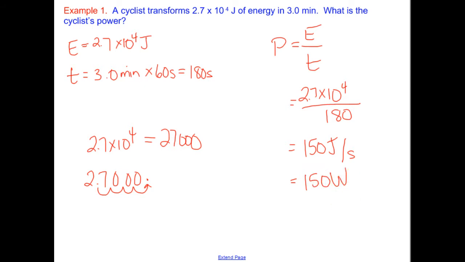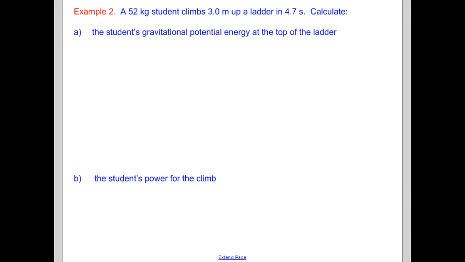Now let's look at a different type of energy that we can still calculate the power output for. A 52 kilogram student climbs 3 meters up. Here's your key: anything we're lifting above the Earth's surface, we're working against gravity, so it's gravitational potential energy. And this student climbs this ladder in 4.7 seconds. The first thing we need to do is figure out what type of energy or how much energy is being expended by lifting this mass up this high.